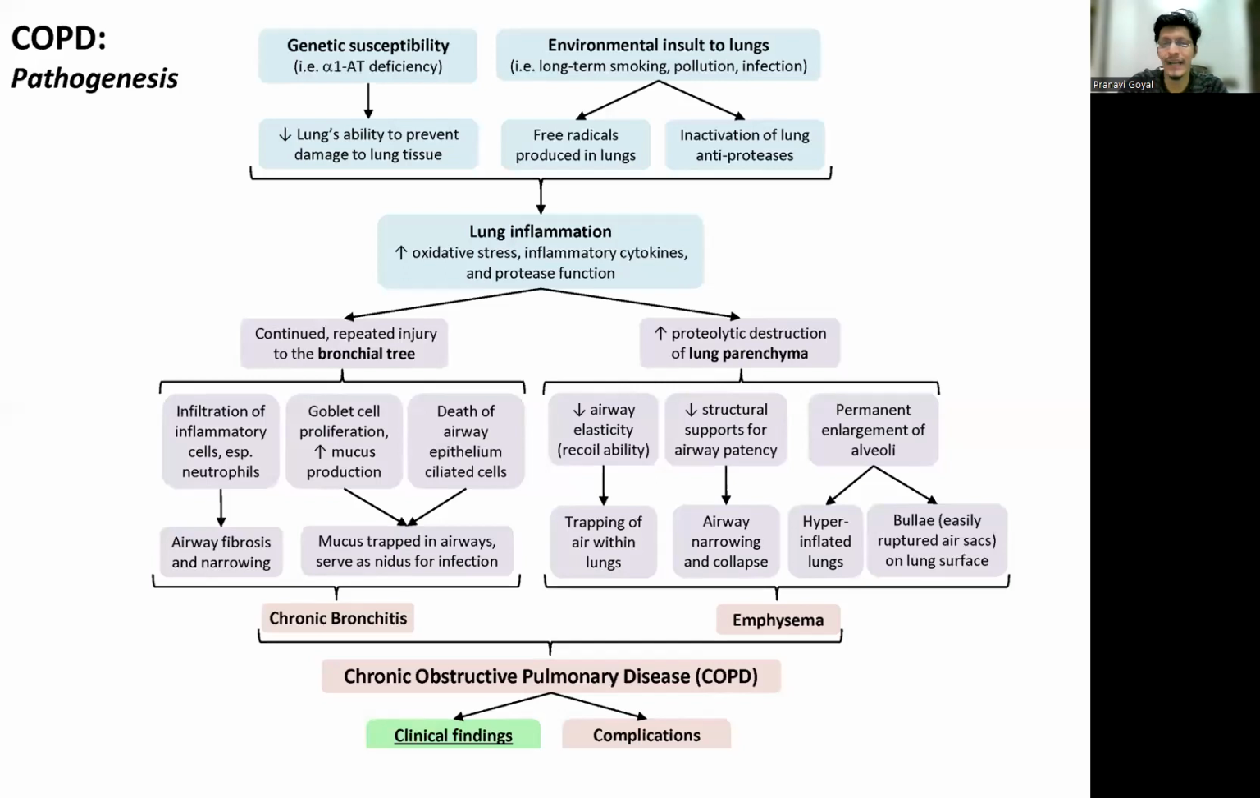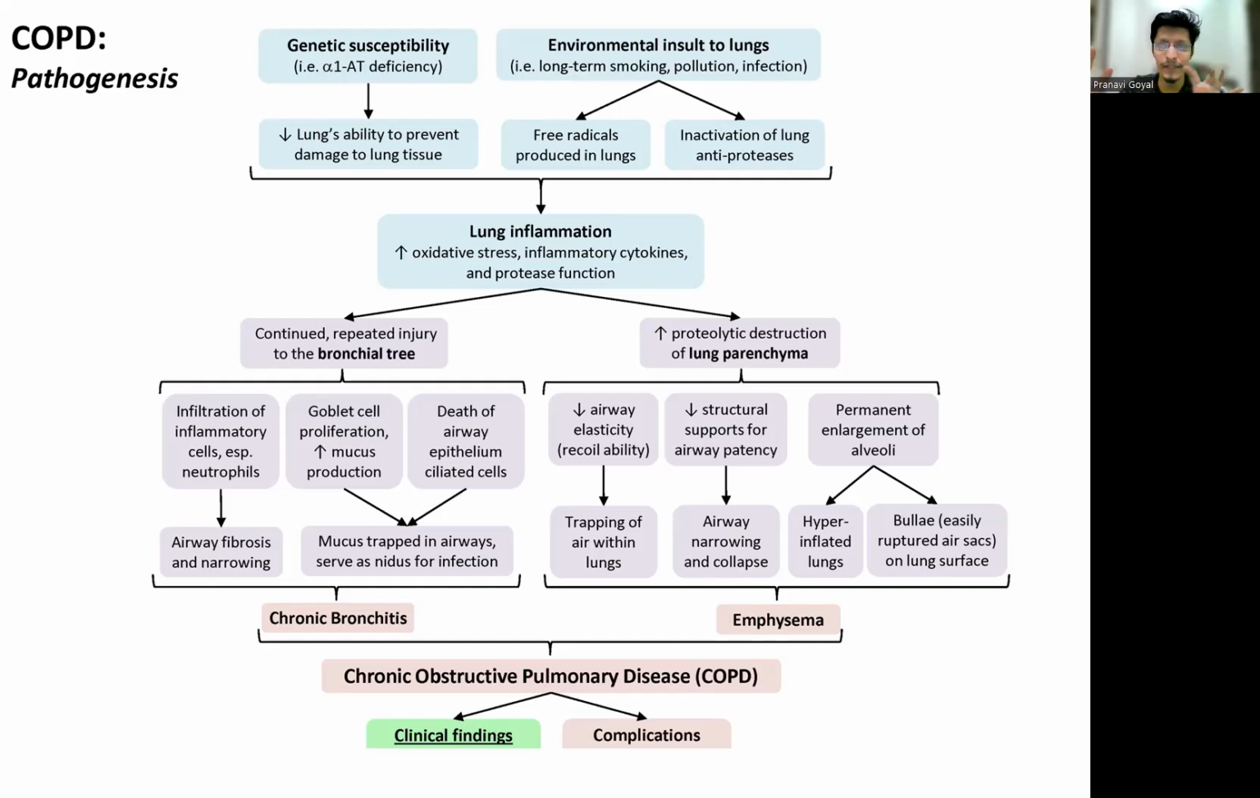Coming to the pathogenesis, it can be due to genetics, alpha-1 antitrypsin deficiency, or it can be due to some host factors, that is smoking, indoor air pollution, long-term smoking practices, infections. So if there is a genetic susceptibility, it will not allow the lung to mature enough. And if it is due to some of these factors, that can lead to the production of free radicals and inactivation of anti-protease or overproduction of protease. So that will lead to lung inflammation due to oxidative stress, release of cytokines and protease function.